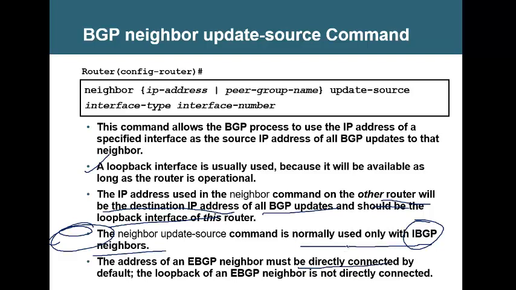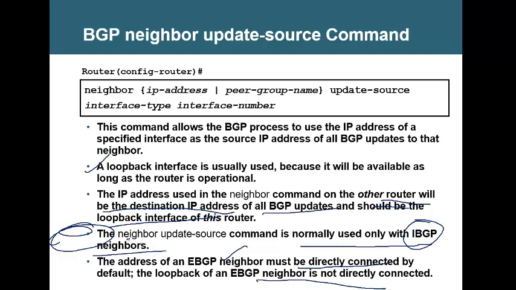If you are using loopback to loopback, they are not directly connected. For eBGP, the neighbor needs to be directly connected. We learned in the previous class, eBGP neighbors must be directly connected by default. iBGP neighbors need not be directly connected. So, for this reason, we don't use loopback to loopback peering between eBGP. We peer using the directly connected IP address.